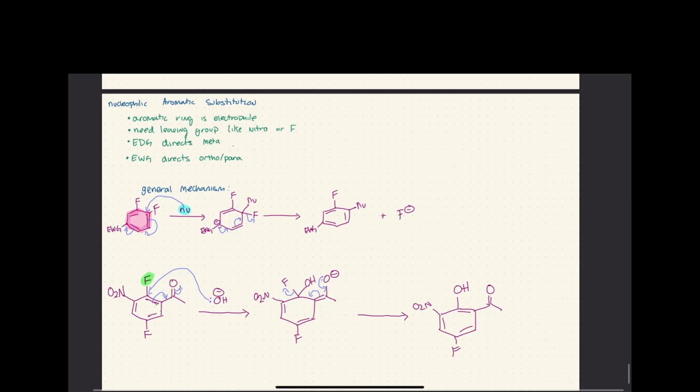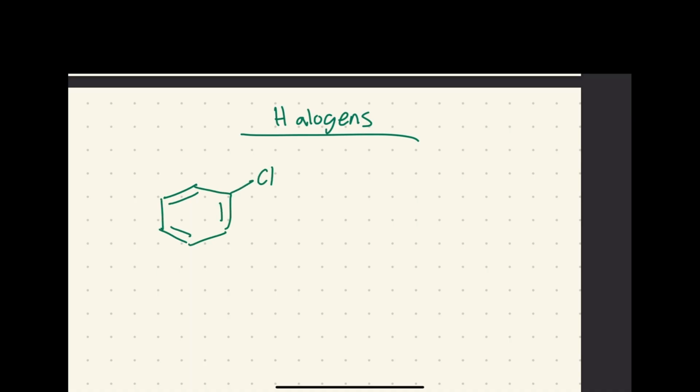There's one more thing that I want to show you guys, and that's that halogens are special. So if we're looking at an aromatic ring with a halogen, maybe let's look at chlorine. We know that chlorine is electron withdrawing, right? Because it's electronegative. And so we would think that maybe because this is electron withdrawing, that this would activate the ring in the meta position for electrophilic aromatic substitution.